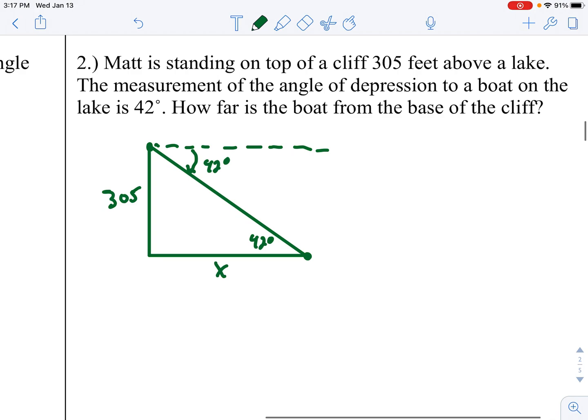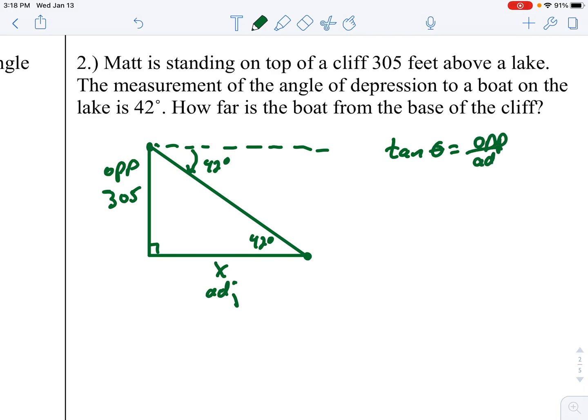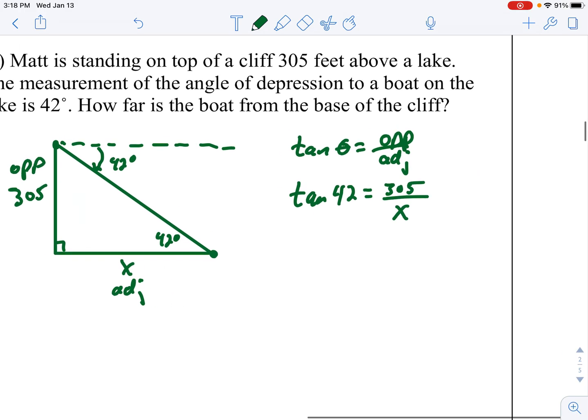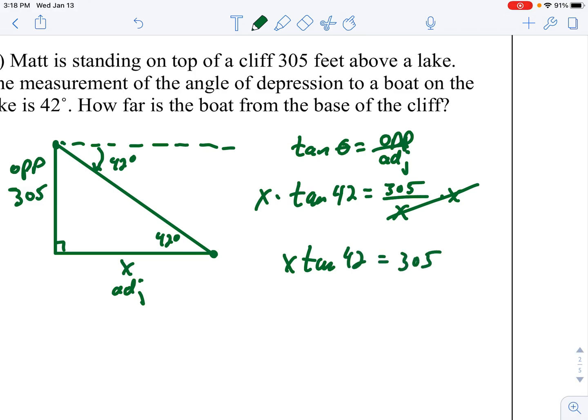So what we've got is a right triangle, obviously. We've got an opposite side and an adjacent side. Opposite adjacent tells me that I need to use tangent. Tangent of theta equals opposite over adjacent. So plug in the numbers. Tangent of 42 equals opposite, which is 305, over adjacent, which is x. To solve this, I need to multiply both sides by x. So I get x tan 42 equals 305. Divide both sides by tan 42.